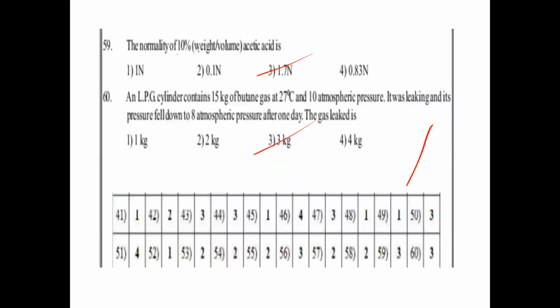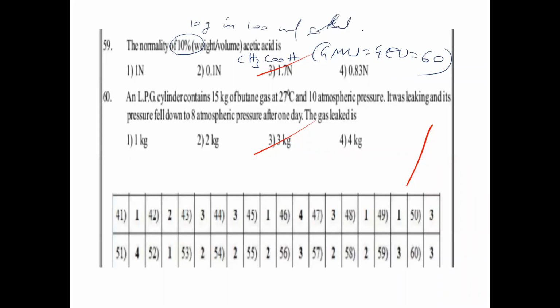Next, the normality of 10% weight by volume acetic acid is. Acetic acid formula: CH3COOH. For this, gram molecular weight is equal to gram equivalent weight, which is how much here? 60. CH3COOH gram molecular weight, gram equivalent weight will be 60 here. And 10% weight by volume. Weight by volume means what? 10 grams in 100 ml. 100 ml solution contains 10 grams. So weight of solute is given, volume of solution is given here.